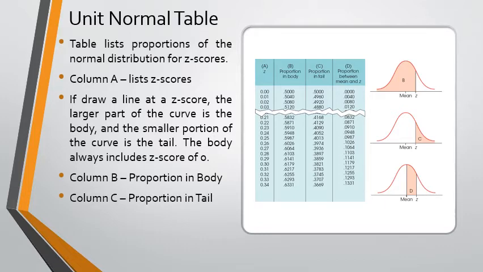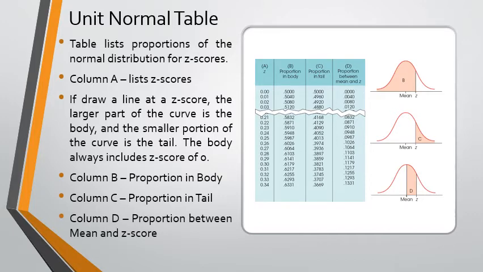If I wanted to know the proportion in the tail, see the diagram on the far right in the middle, which shows you part C. The tail is the smaller part of the distribution. It does not include the mean. And so you can look in column C if you want to find the proportion in the tail.